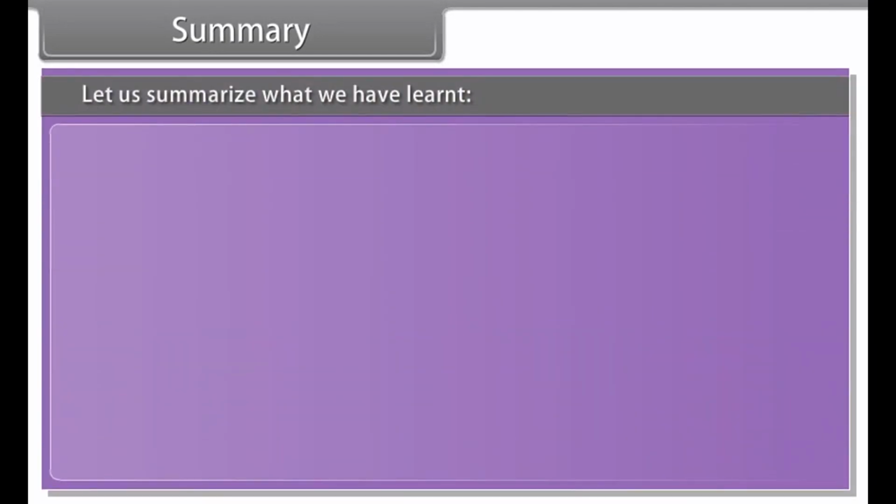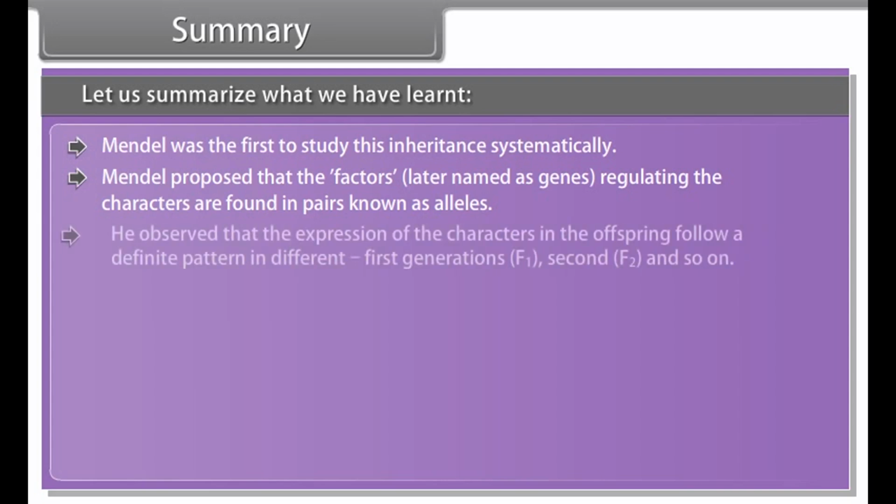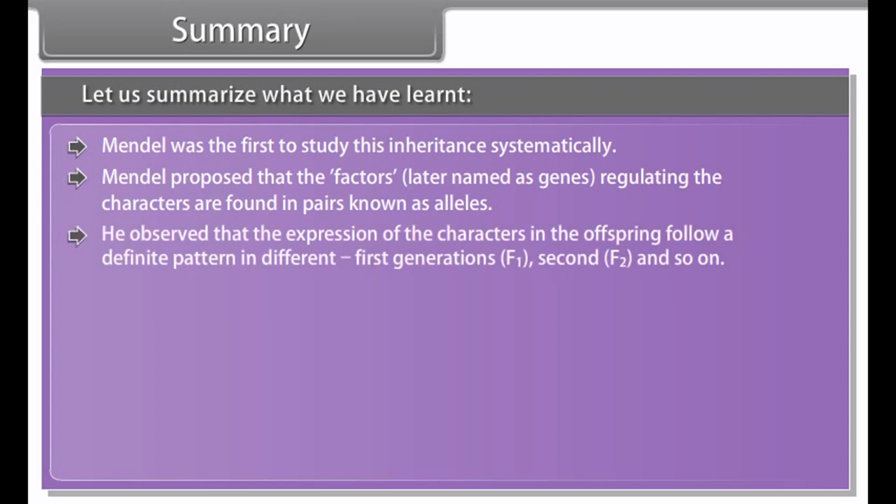Summary. Let us summarize what we have learned. Mendel was the first to study this inheritance systematically. Mendel proposed that the factors, later named as genes, regulating the characters are found in pairs known as alleles. He observed that the expression of the characters in the offspring follow a definite pattern in different generations, first, F1, second, F2, and so on.